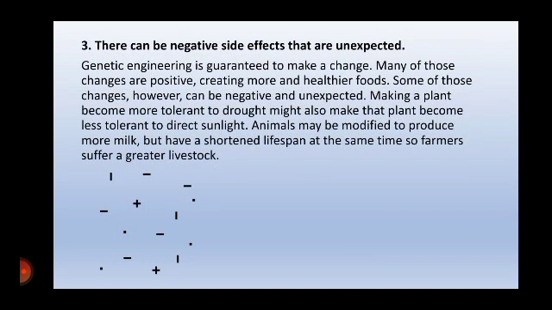Number 3. There can be negative side effects that are unexpected. Genetic engineering is guaranteed to make a change. Many of those changes are positive, creating more and healthier foods. Some of those changes, however, can be negative and unexpected. Making a plant more tolerant to drought might also make the plant less tolerant to direct sunlight. Animals may be modified to produce more milk but have a shortened lifespan. At the same time, farmers suffer a greater loss of livestock.